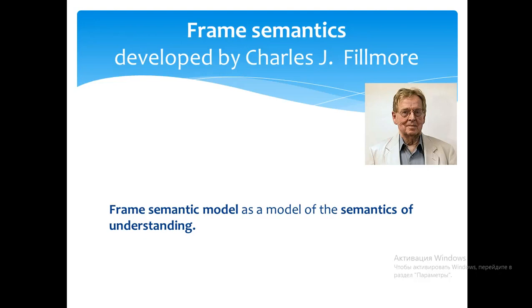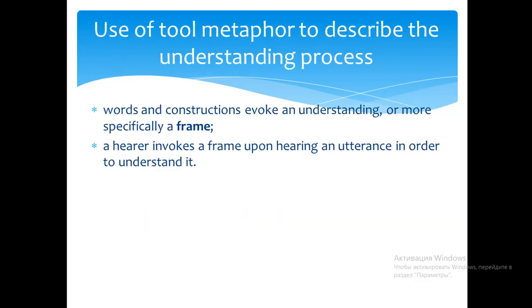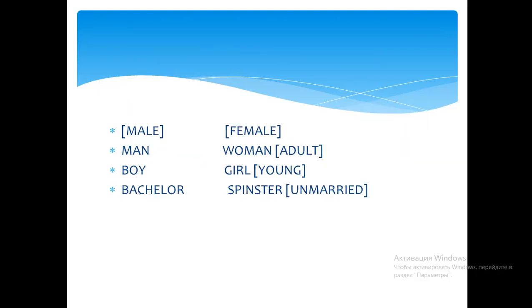Fillmore uses a wide range of examples to demonstrate that there are significant phenomena in linguistic semantics that cannot easily be captured in a model of structural semantics, semantic features, and/or truth-conditional semantics. We survey his arguments here. The analysis of semantic features is often justified on the basis of lexical sets that appear to be analyzable in terms of a simple set of features. For example, the lexical set of male, female, man, woman, adult, boy, girl, young, bachelor, spinster, unmarried can be analyzed in terms of the features male, female, adult, young, and unmarried.